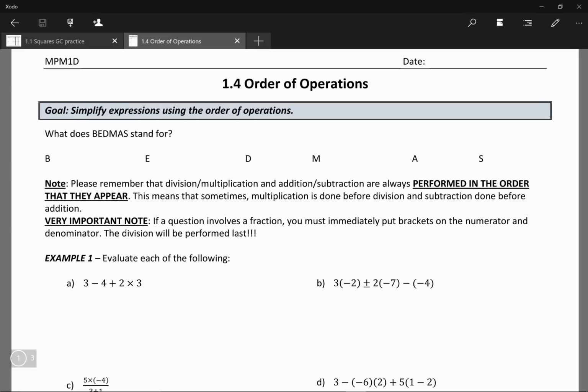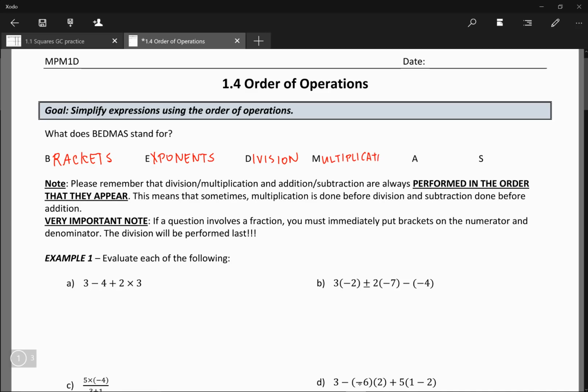We first work on B, which is the brackets. Then we do the exponents. Then we do any division. Then we do any multiplication. And then finally addition and subtraction. So this is the order in which we do our operations when we're evaluating expressions.